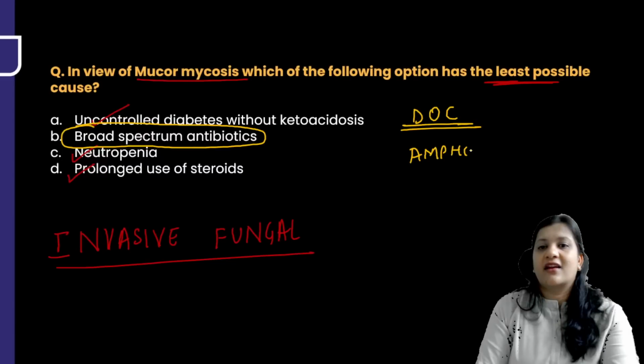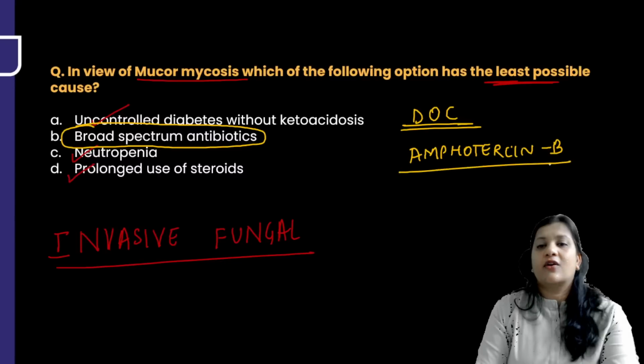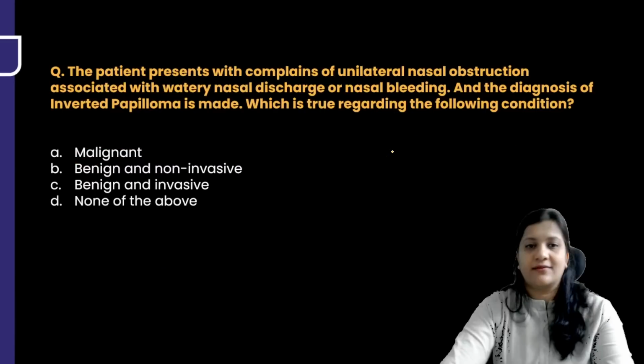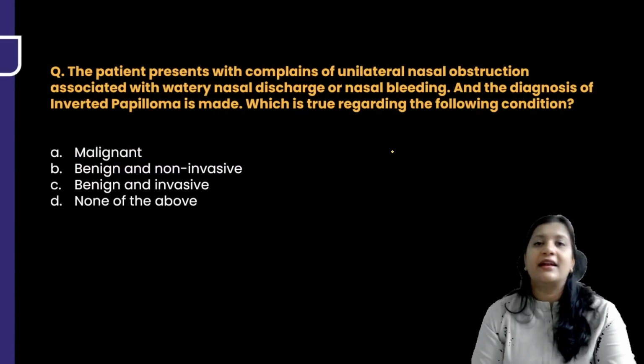So for mucormycosis, amphotericin B is the drug of choice. Typically you will choose a liposomal form because it is going to cause less nephrotoxicity. And you have to definitely debride all that dead tissue.